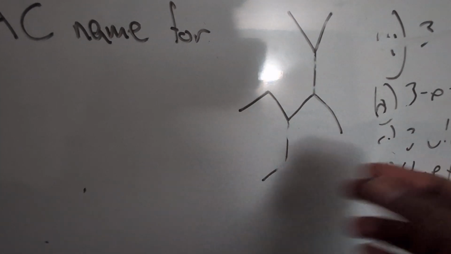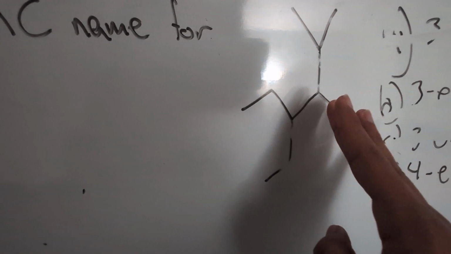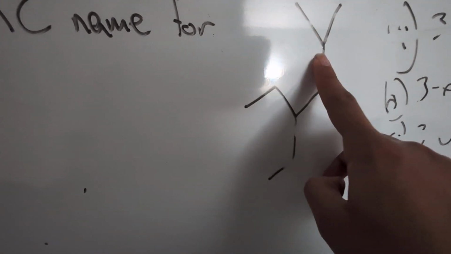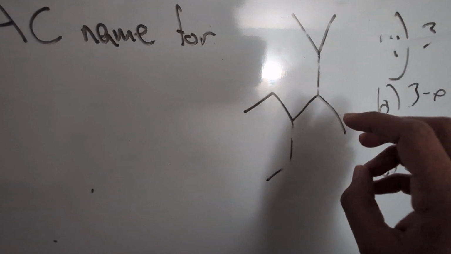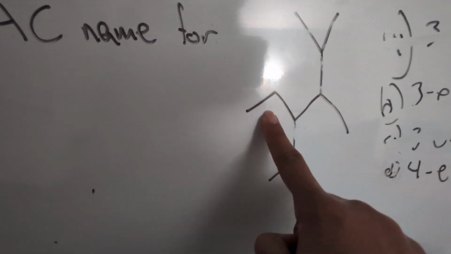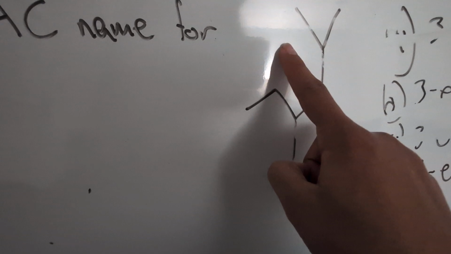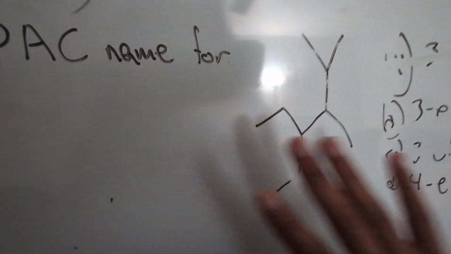And now, remember, we have 2 methyls and 1 ethyl. So alphabetically, the ethyl would come first when we're naming it. And the methyls would be dimethyl. So when we're naming it all together, it would be this. What's the number here? 4. 4-ethyl-2,3-dimethylhexane.